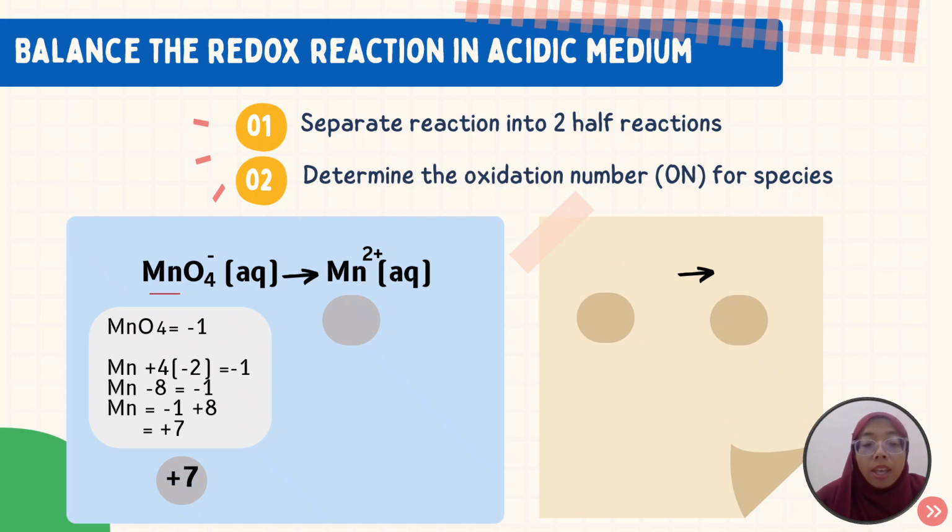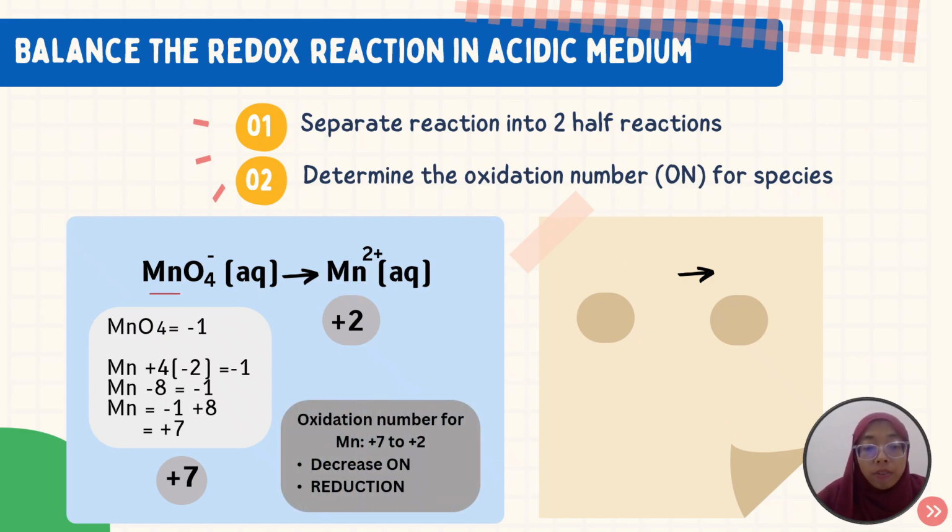Alright. And then for the manganese ion, we can look at the charge here. So the oxidation number is plus 2. So the oxidation number for manganese goes from plus 7 to plus 2, which is reduced or decreased. So the half reaction here is reduction.